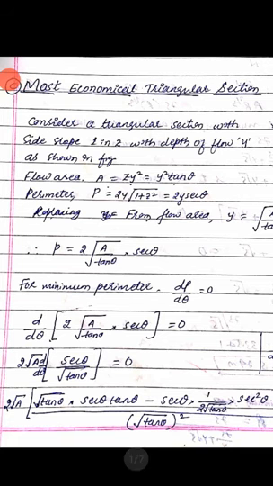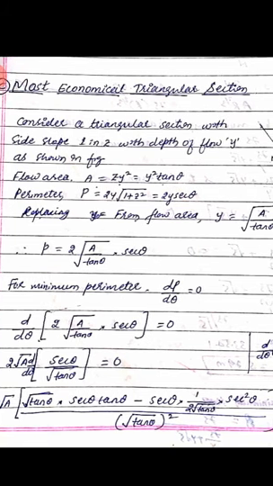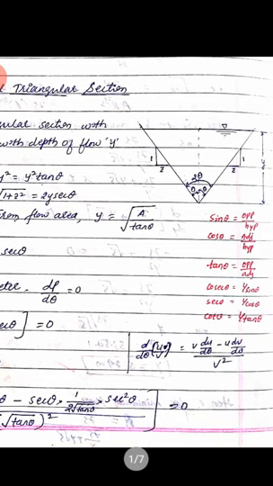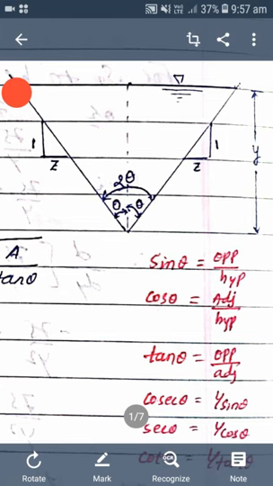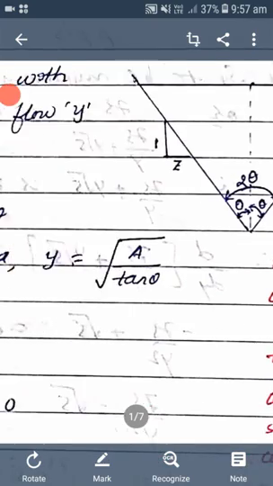So in rectangle and trapezoidal channel sections, we differentiated with respect to depth of flow. Here we are differentiating with respect to angle theta. In this case also we may differentiate with respect to depth of flow; that case I'll take next, and we'll get the same answer. So the depth of flow depends upon the angle subtended at the crest. Here, this one is the depth of flow.